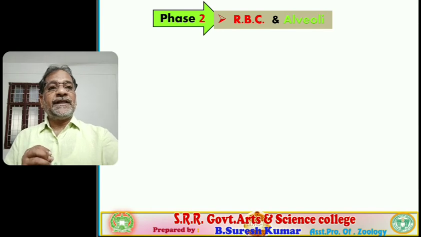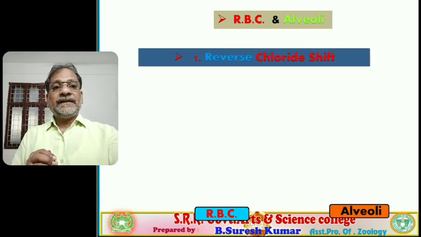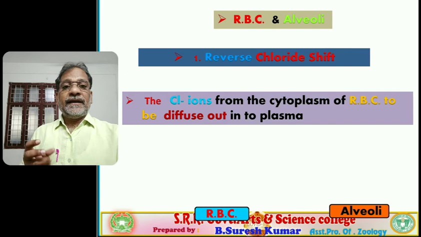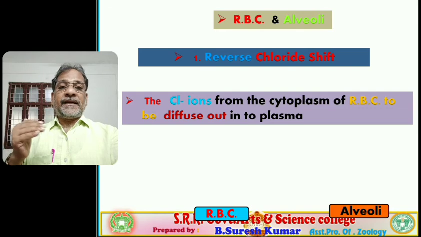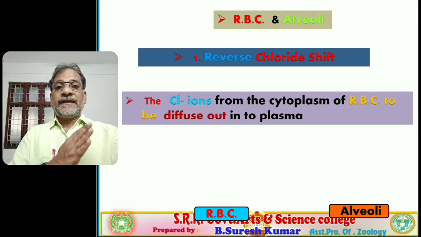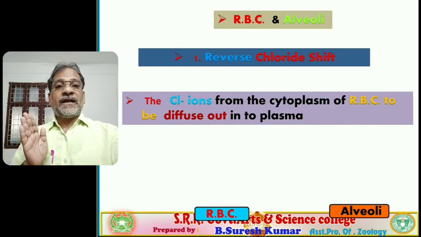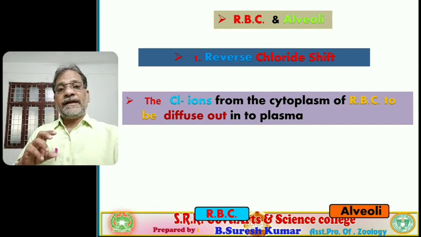Whatever changes occur in phase 1, they occur in a completely converse fashion in this phase. So the first event is reverse chloride shift. What is reverse chloride shift? Before, at the tissue, we observed that chloride ion enters inside the RBC and HCO3 minus ion enters the plasma. But here, the chloride ions from the cytoplasm of RBC diffuse out into plasma. That is reverse chloride shift. The entire phenomenon is reversed.